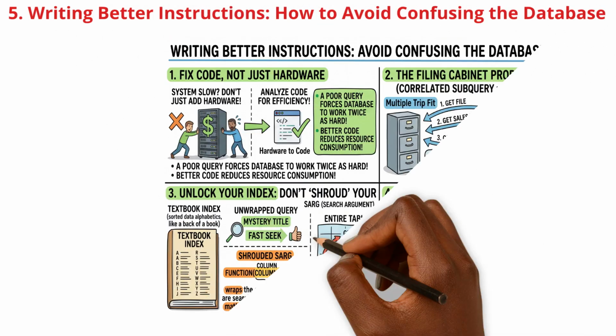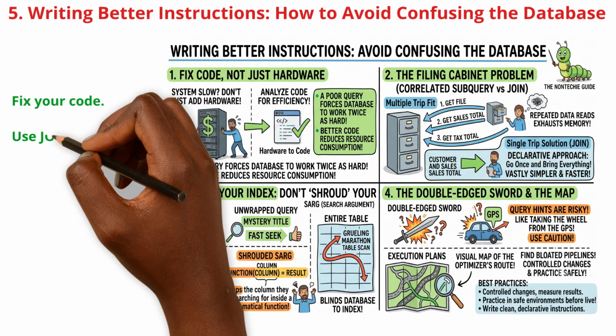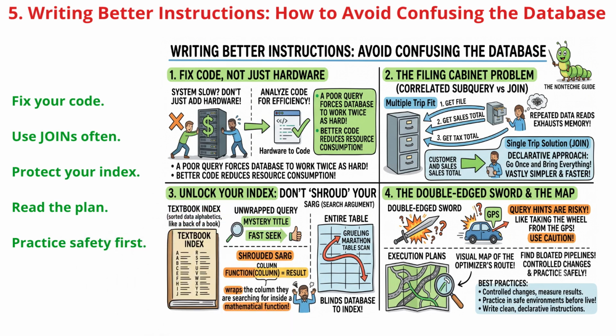Is your database running slow? Before adding expensive hardware, analyze your code. Poor queries force your database to work twice as hard. Stop the filing cabinet problem of making multiple trips to read data. Use efficient joins instead for a single-trip solution. Avoid a shrouded SARG where function wrapping blinds your index, forcing grueling table scans. For real performance, study the execution plan map to find bloated pipelines. Make controlled changes, test safely, and write clean, declarative instructions.